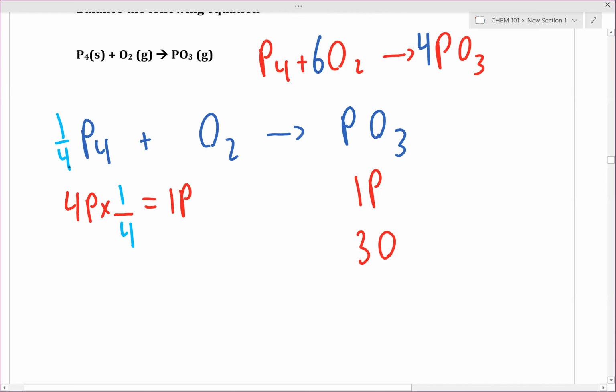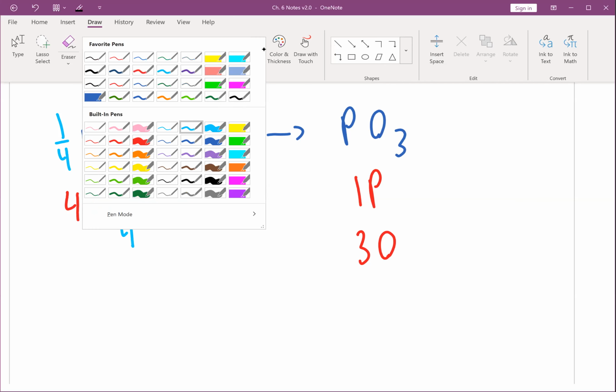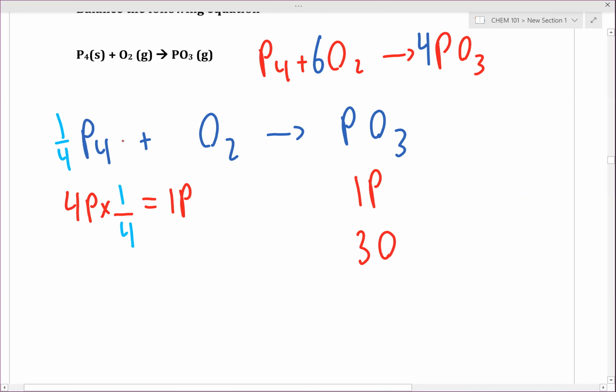Is everyone following how we obtained our fraction? Okay. You only put your fractions in front of pure elements if you can help it. This is a method used to finish off and balance pure elements quickly. Okay. We're now going to take a look at oxygen.